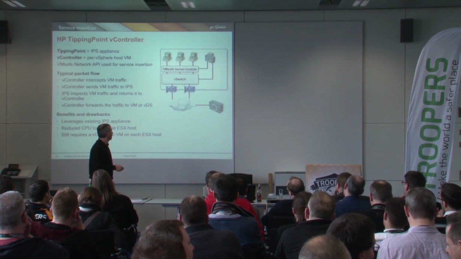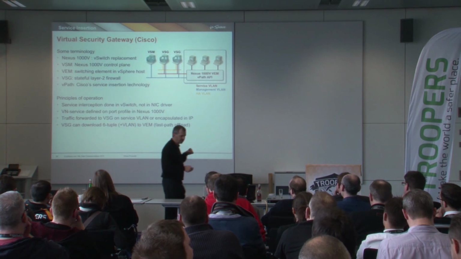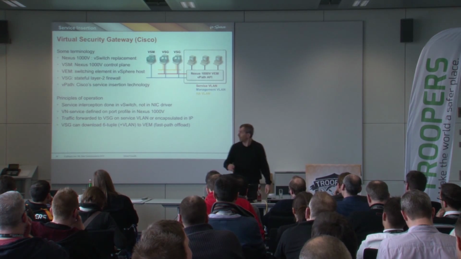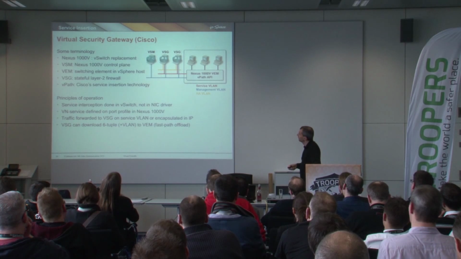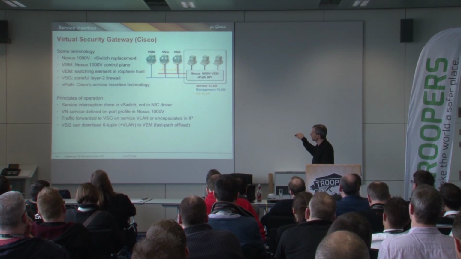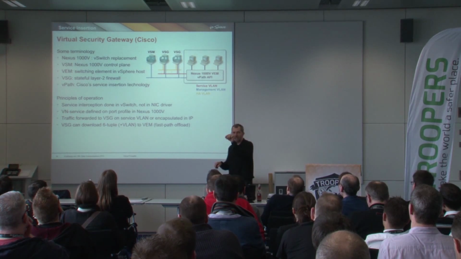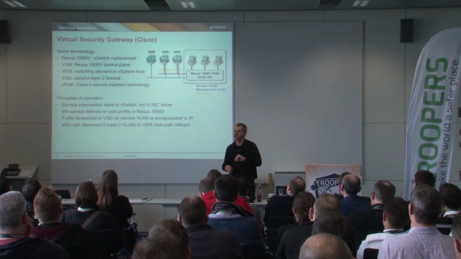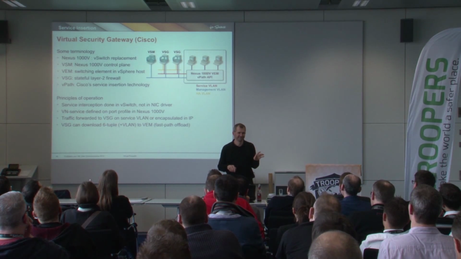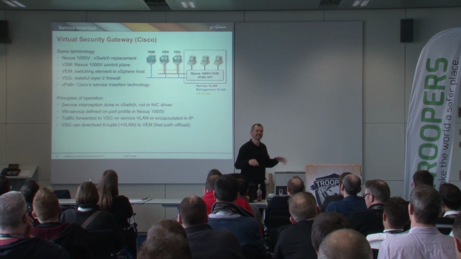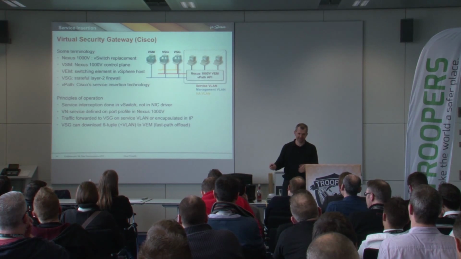Okay? And this is actually the structure of Virtual Security Gateway, which is Cisco's product name for this thing. So you have to have the Nexus 1000V in the vSphere host. Without that, it doesn't work, because they're using their own service insertion technology. By the way, the thing redirecting the traffic from the hypervisor to some external thing and back is called service insertion. Okay? It's a fancy marketing name for redirection.